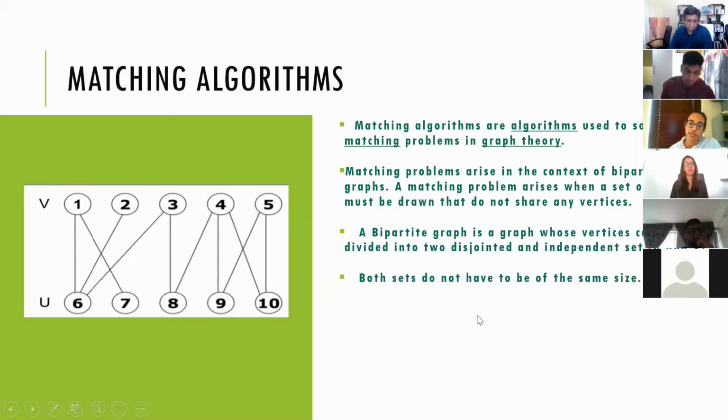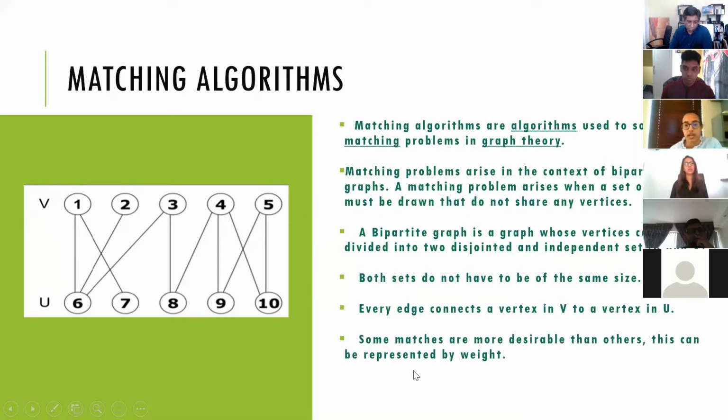Both sets do not have to be the same size, and every edge connects a vertex in V to a vertex in U. Some matches are obviously a lot more desirable than others, and this can be represented as a weighting. Your weighting can be represented in any form. So why are some matches more desirable than others? You can look at transportation, such as distance, or quality, or you can have a set of criteria that you're following, maybe an ISO standard or an SHRC standard. And obviously you want the best matching to minimize this weight, whatever you choose it to be.